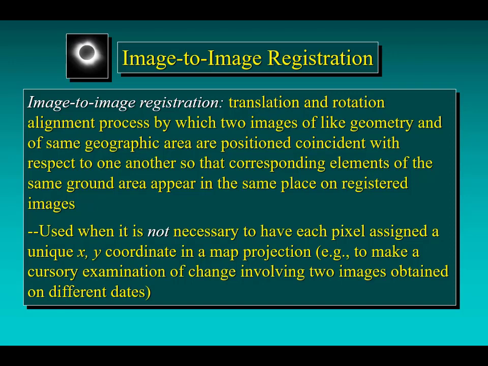So an example of where we might use this is, if we just want to make a rough cursory initial approximate examination of whether or not maybe there's change between two images on different dates, we may just register one image so it matches the geometry of the other. We could perform image-to-image registration in order to perform that quick, rough type of a process.